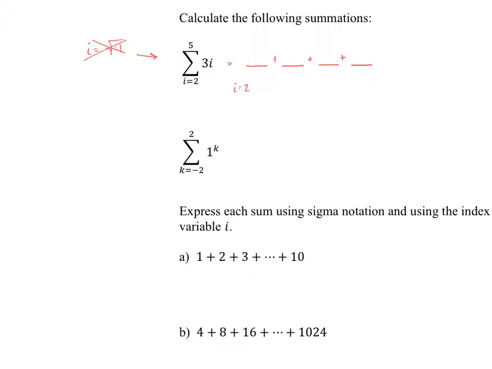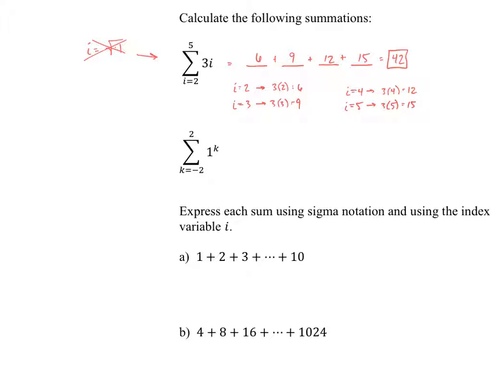When i equals 2, we have 3 times 2, which is 6. When i equals 3, we have 3 times 3, which is 9. When i equals 4, we have 3 times 4, which is 12. I'll start writing these in here. And when i equals 5, we have 3 times 5, which is 15. So now all we have to do is add those numbers together. You could do it in your head, you could use a calculator, whatever. You'll end up with 42.